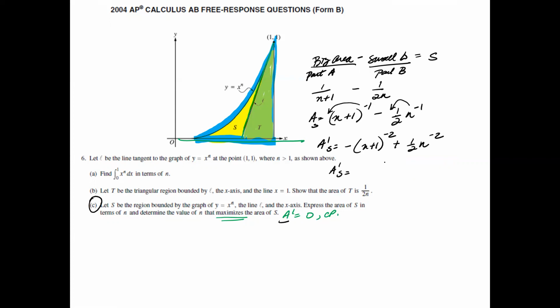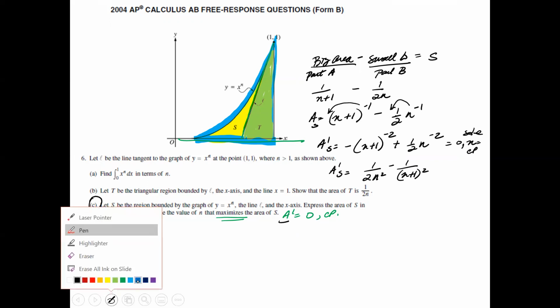Ultimately, I will have to set this equal to 0 and solve for n, because n is the critical point, right? So I don't want to have a negative exponent. I want to rewrite this so it looks a little bit better. So I'm going to have 1 over 2n squared minus 1 over n plus 1 squared.